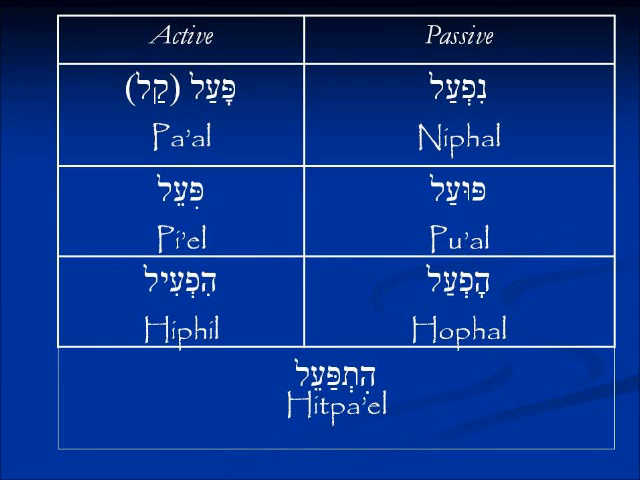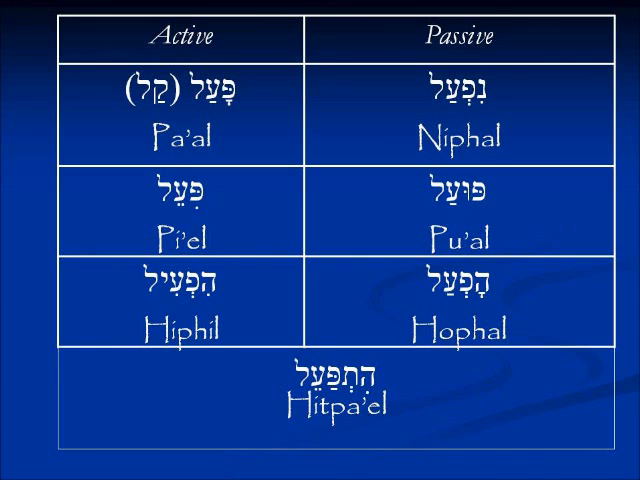So here is a binyan chart, and I have used this in several other presentations that I've done. The verbs are divided up into 7 of these binyan, and I've put the active ones on the left and the passive ones on the right. The first is pa'al. It's also called kal. Kal just means the simplest one.